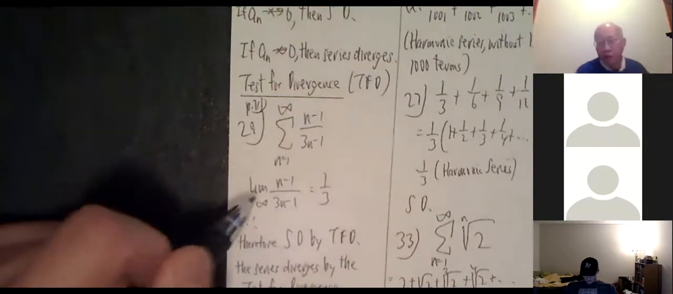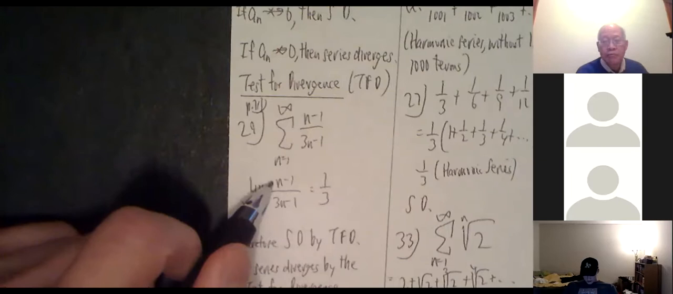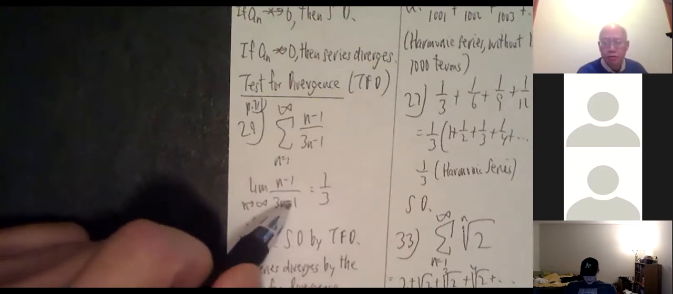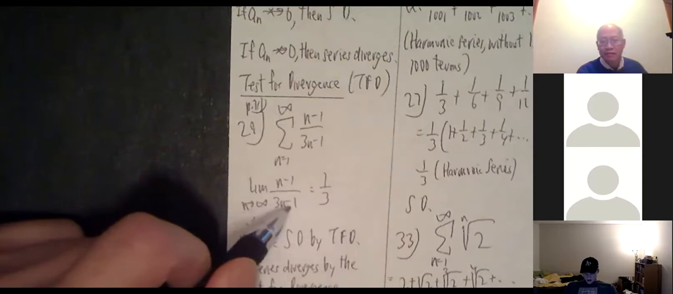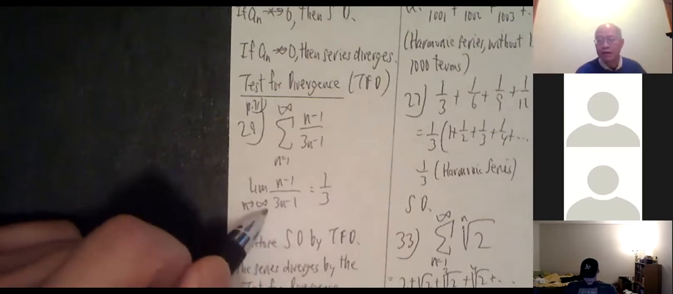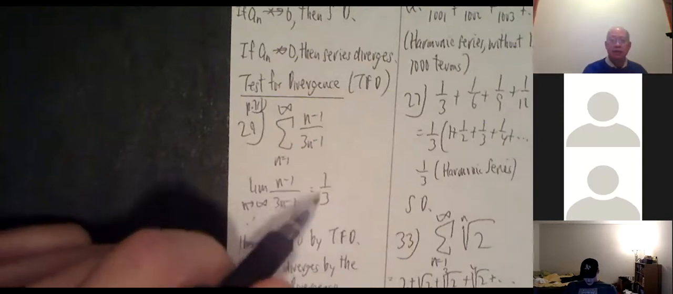If you plug in a million, you have a million minus 1, that's basically a million. 3 million subtract 1, that's 3 million, right? If someone has $3 million, they're not going to sweat it. They shouldn't sweat it if they lose $1. They still basically have $3 million. It's equal to 1/3.